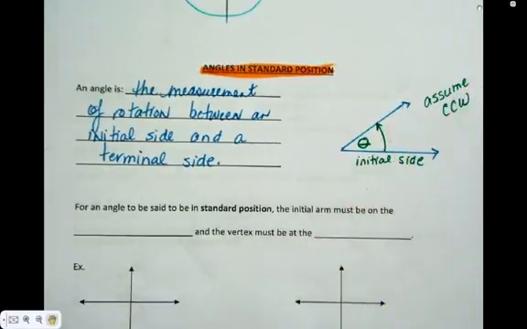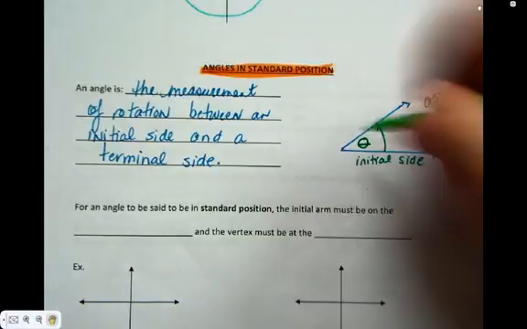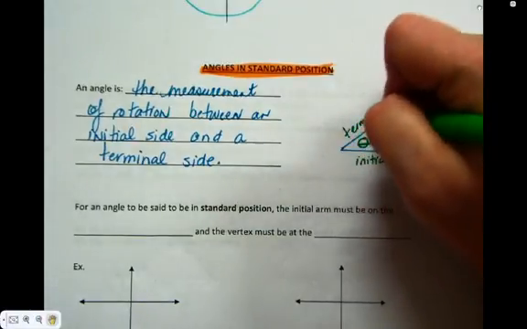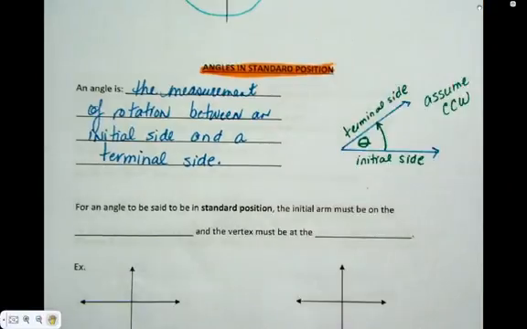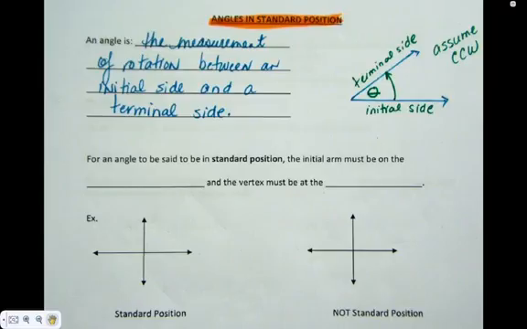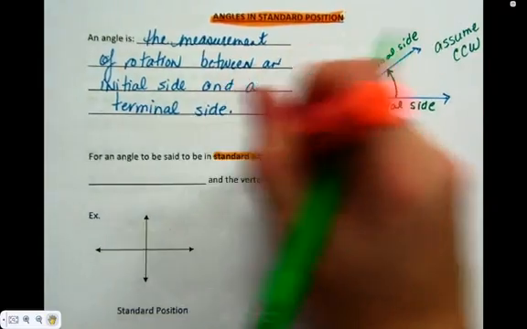And so because of the direction, the bottom would be the initial side, and the other side would be the terminal side. Does that definition make sense? I like the word rotation in there because it really gives you an idea of something rotating and moving and creating the angle. So standard position is a new definition for you.